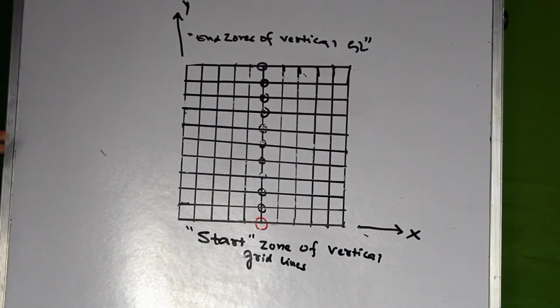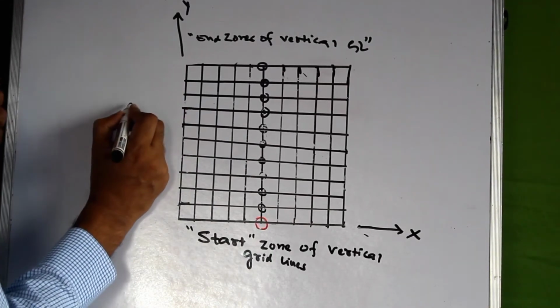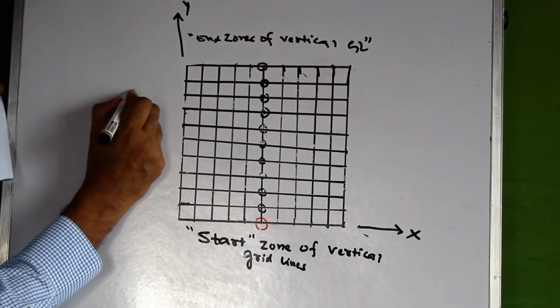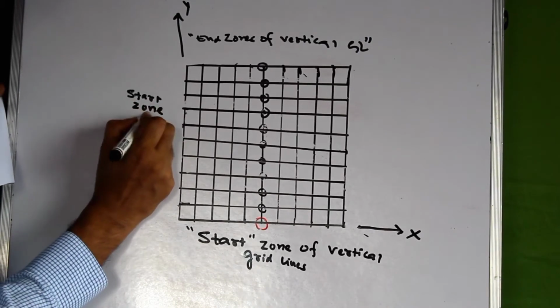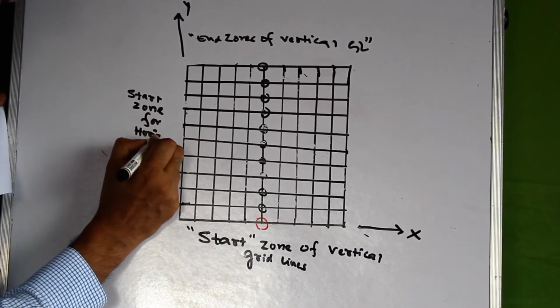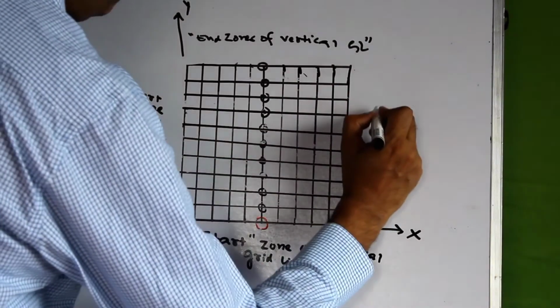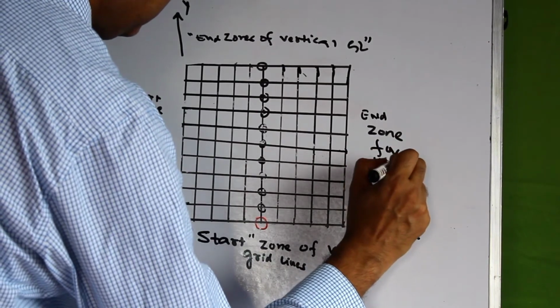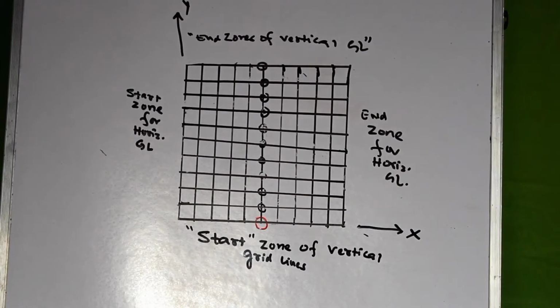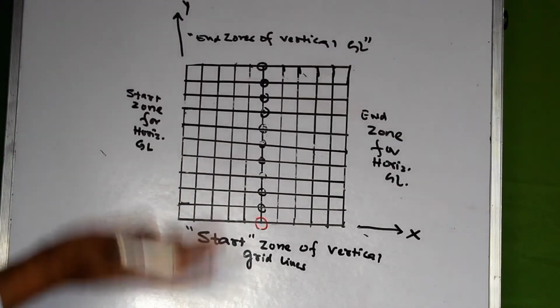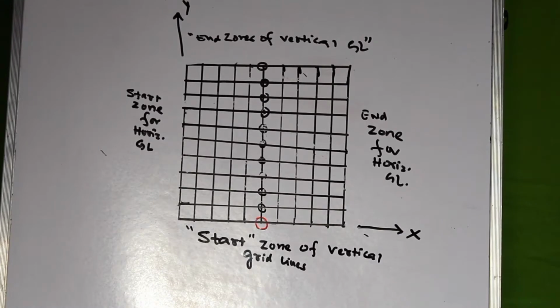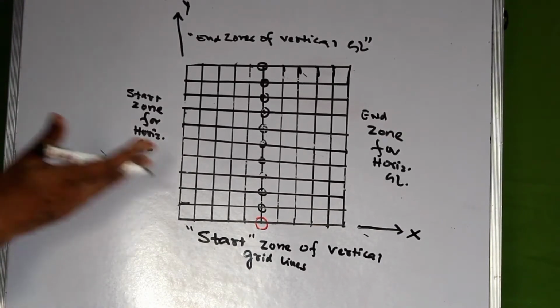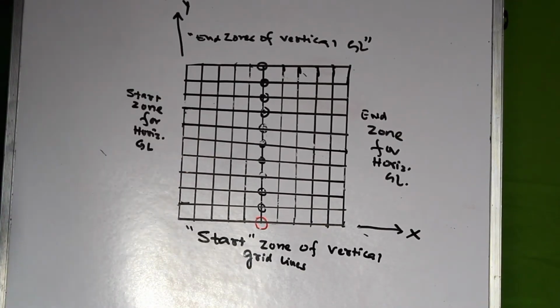Okay, and for the horizontal grid lines, this would be the start zone for horizontal grid lines, and this would be the end zone for the horizontal grid lines. Okay, so I will actually show you while working in STAAD how we can display entities at the start and the end of the construction line. For that it is very important to know what would be the start of a construction grid line and what would be the end of the construction grid line.